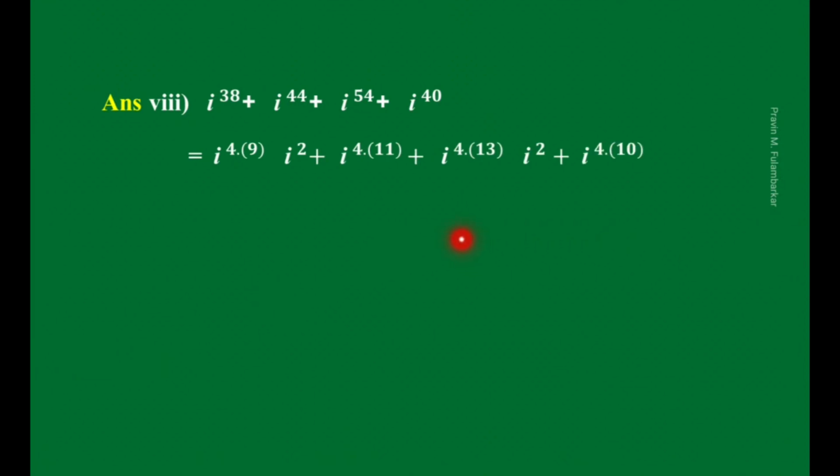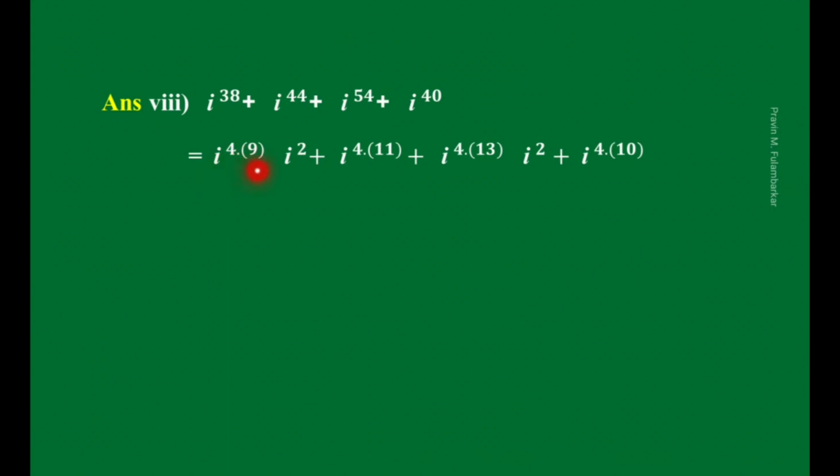Now see the last sub question. i raised to the power 38, i raised to the power 44, i raised to the power 54, i raised to the power 40. So we reduce each term whose power is greater than or equal to 4. Now see here, this 38 can be written as 9 4s are 36, 36 plus 2, 38. So remainder is 2. So we write i raised to the power 2 and this is a multiple of 4.